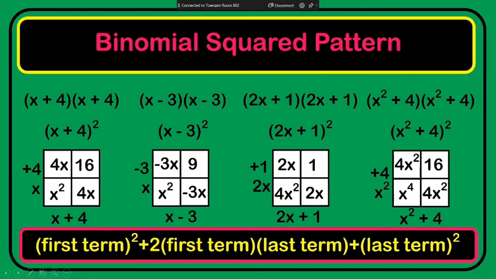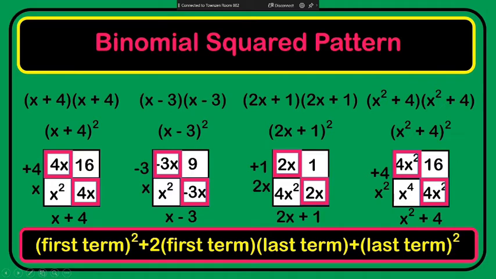So the first thing that you should notice about this pattern is every table has a definite pattern that jumps out at you. And that pattern should be that the 4x and the 4x are exactly the same. The negative 3x and the negative 3x are exactly the same. The 2x and the 2x are the same. And the 4x squared and the 4x squared are exactly the same. So in a binomial squared pattern, you will always get two terms that are exactly the same.